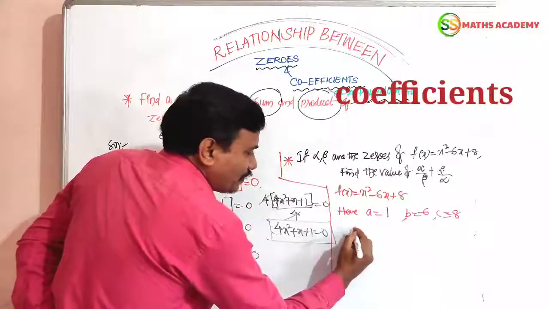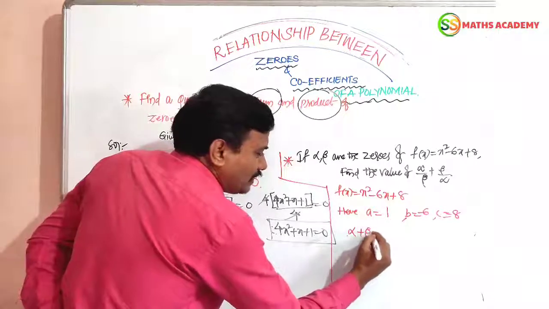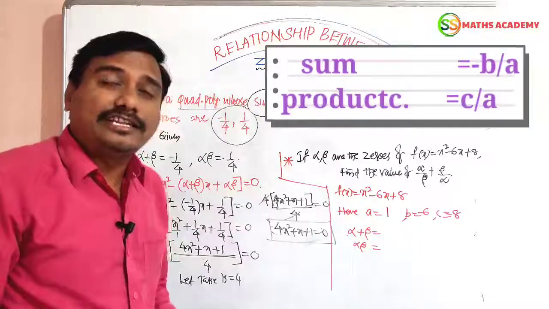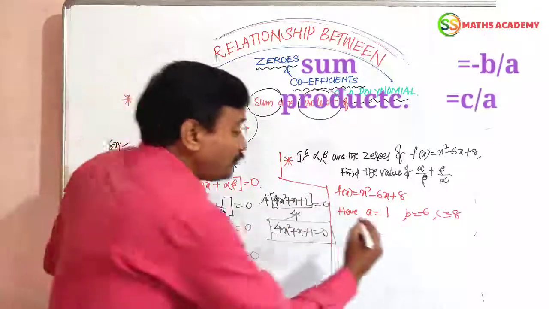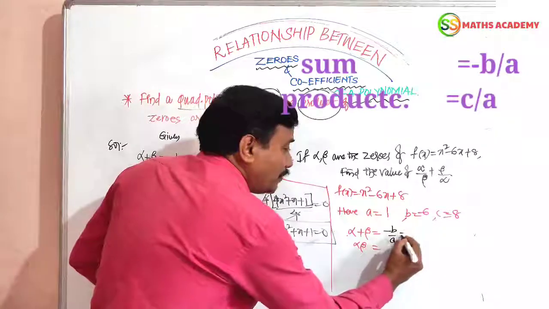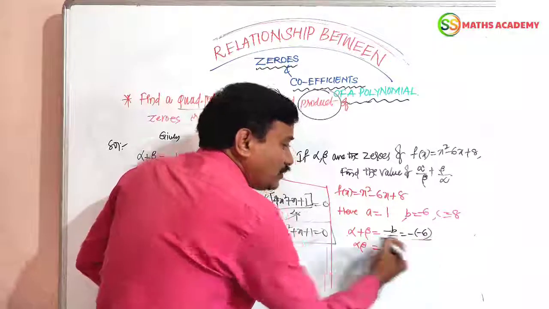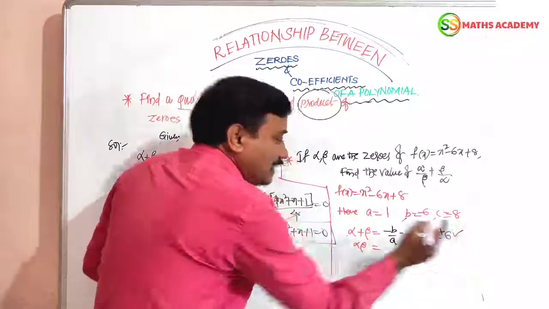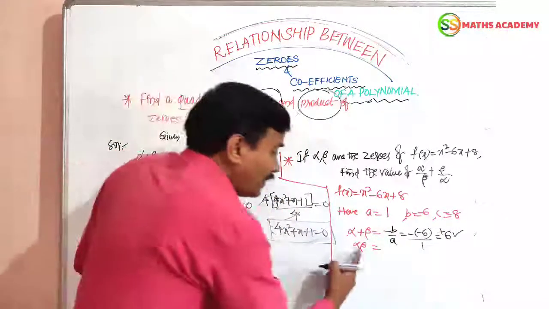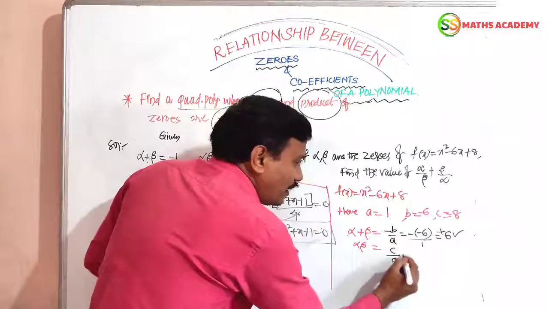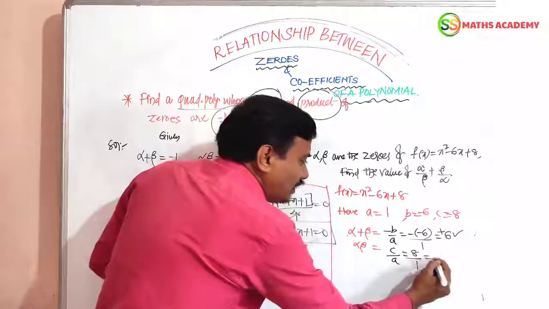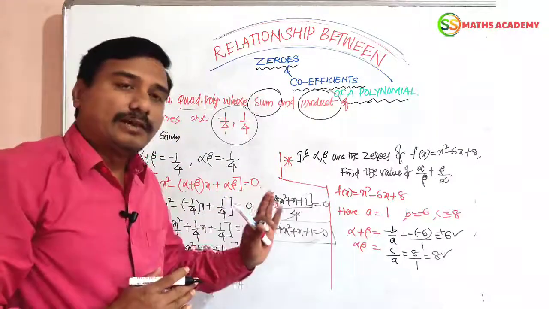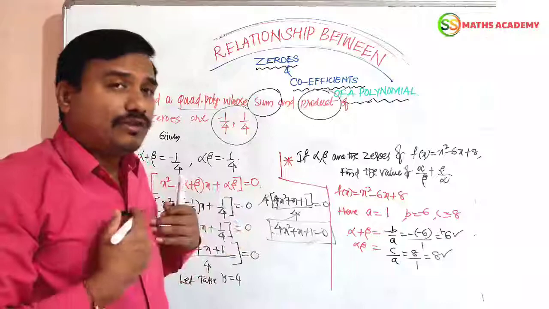We know very well alpha plus beta and alpha into beta. Dear friends, alpha plus beta is nothing but minus b by a. The b value is minus 6 and the a value is 1, so minus of minus 6 is plus 6. This is the sum of the roots. Now alpha into beta is c by a. What is the c value, dear friends? 8. The a value is 1. 8 by 1 is nothing but 8. These are the values of the sum and product of the roots.